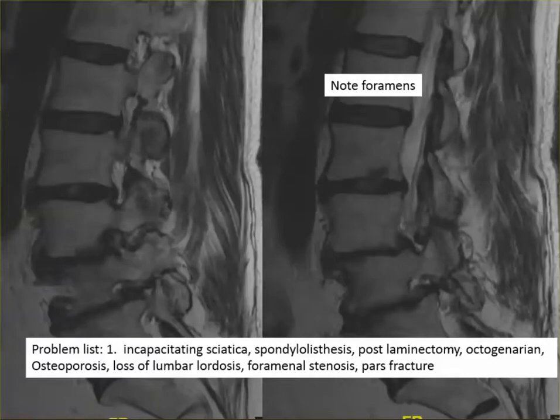Okay, so the problem is incapacitating sciatica, can't walk, severe pain, two levels of spondylolisthesis. He's had previous surgery, a laminectomy. He's an octogenarian. He has some level of osteoporosis. He has lost lumbar lordosis. His foramina are tight. He has a pars fracture. All right, what do we do for him? Aaron, just say no, sir. He saw another surgeon who said, I can't help you.